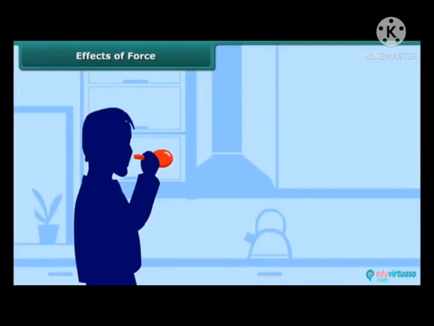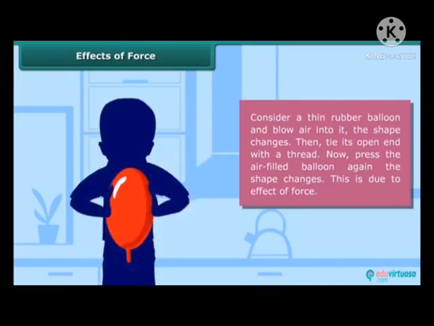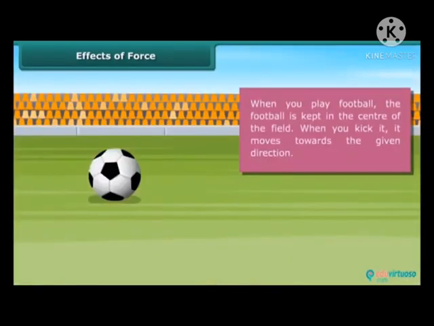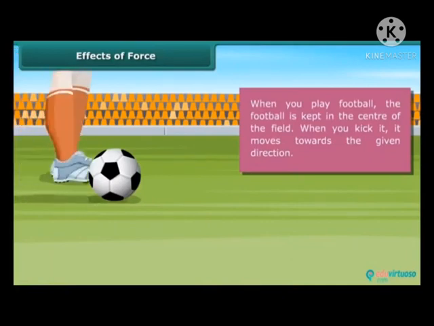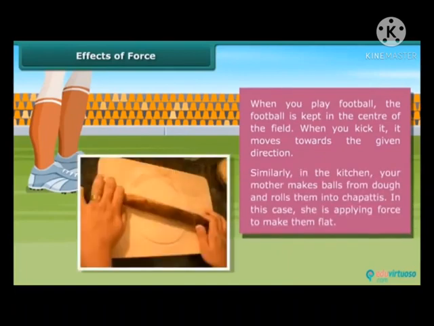Effects of force. Consider a thin rubber balloon and blow air into it, the shape changes. Then tie its open end with a thread. Now press the air-filled balloon, you will see again the shape changes. This is due to the effect of force. When you play football, the football is kept in the center of the field. When you kick it, it moves towards the given direction. Similarly, in the kitchen, your mother makes balls from dough and rolls them into chapatis. In this case, she is applying force to make them flat.